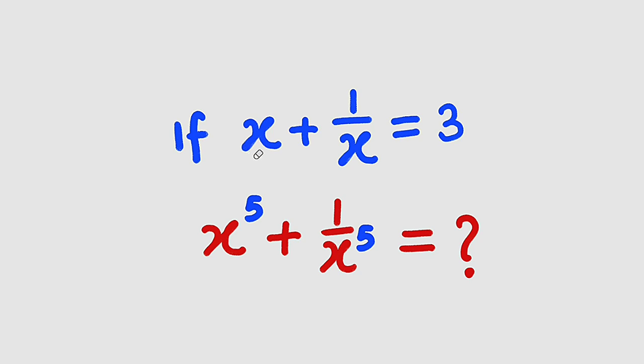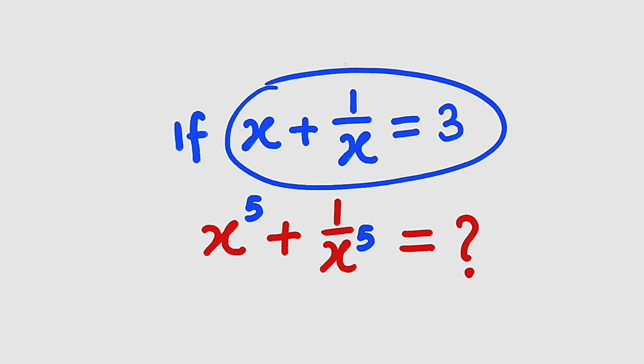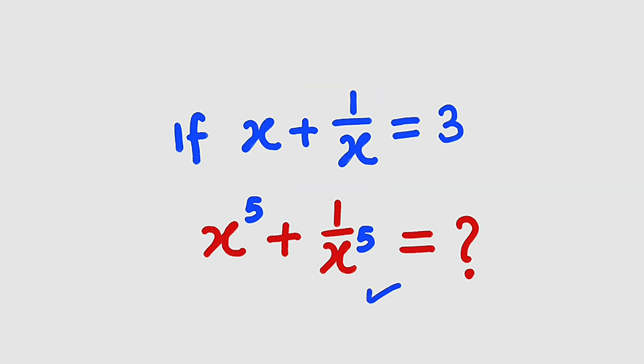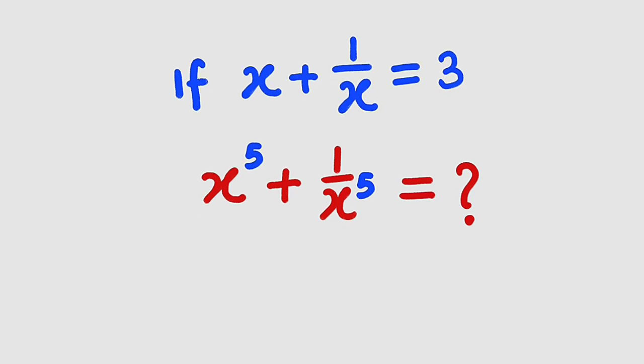We are given that if x plus 1 divided by x is equal to 3, we are asked to find the value of x to the power of 5 plus 1 divided by x to the power of 5. And how can we do that? We are going to apply some logic because we are not going to solve this equation before we substitute in here. Rather, apply our Olympiad standard.